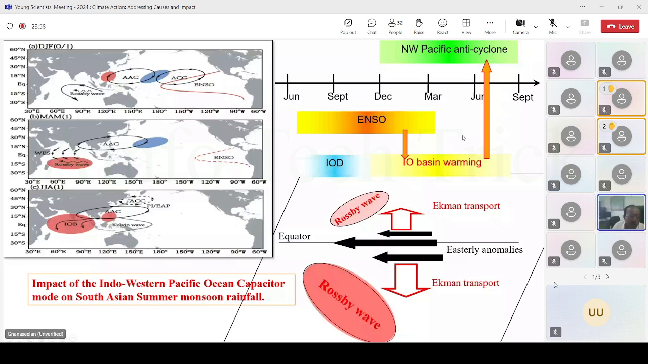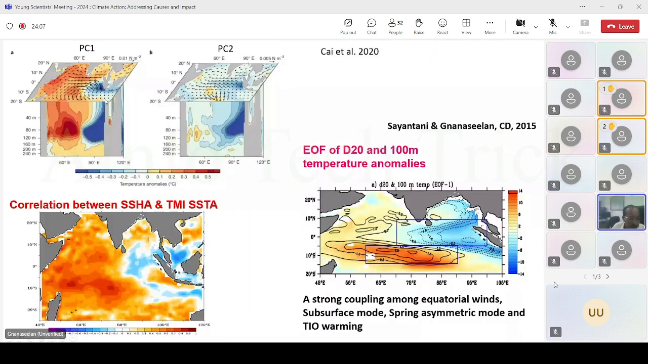And what is more important is, if you look at the PC, this is the SON PC, the September, October, November SST EOF, and if you regress the PC, you can see the strong winds and SST cooling here and warming here. And this is the picture of the ocean up to 200 or 250 meters. You can see around 100 meters, you will see strong warming in the west and strong cooling in the east. So this is the typical pattern.